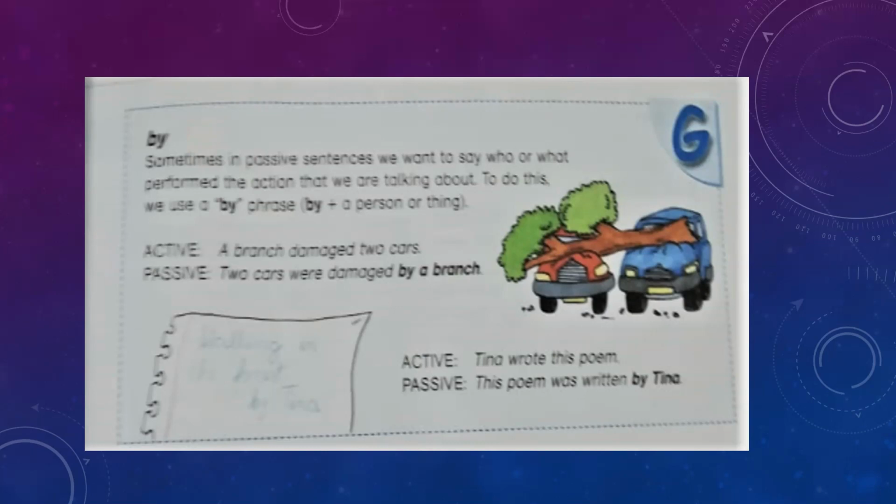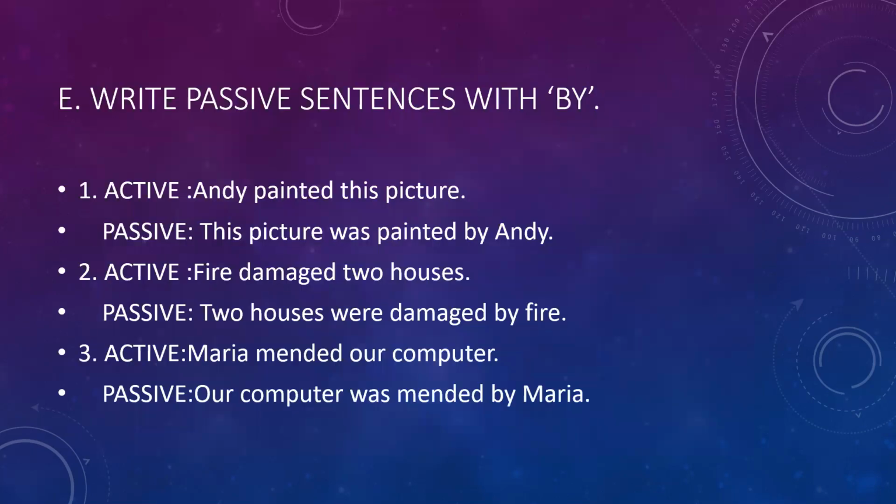Active: Tina wrote this poem. This poem was written by Tina. Now using the same pattern, you change active into passive using by. Number 1, Andy painted this picture. This picture was painted by Andy. Fire damaged 2 houses. 2 houses were damaged by the fire. Maria mended our computer. Our computer was mended by Maria. Auntie Rita baked this cake. This cake was baked by Auntie Rita.